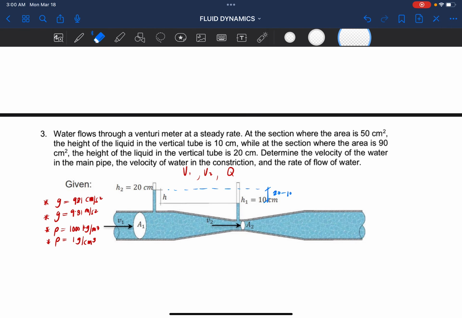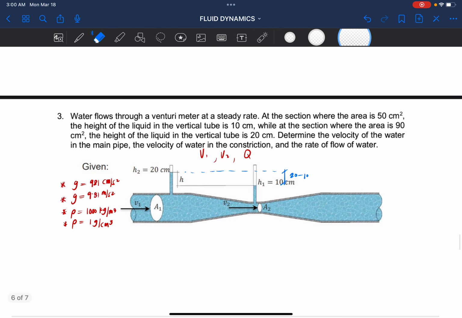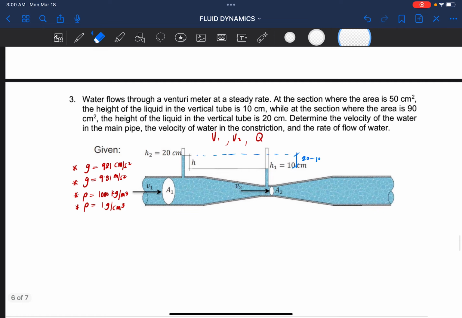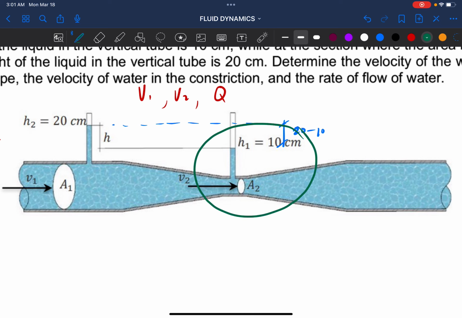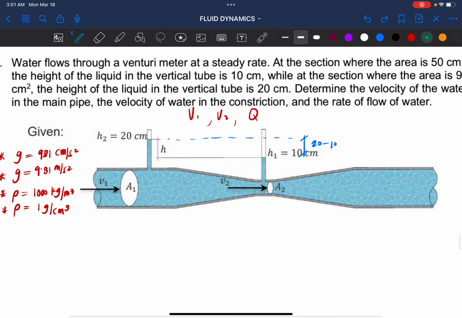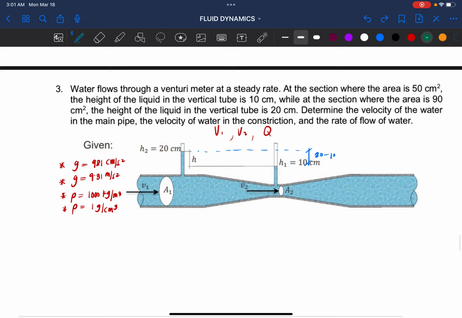Okay, for our example number 3, sabi dito, water flows through a venturimeter at a steady rate. At the section where the area is 50 centimeters squared, the height of the liquid in the vertical tube is 10 centimeter. So, I assume, ito yun. Kasi ito lang naman yung height na 10 centimeter. Ayan. And then, at the section where the area is 90 centimeters squared, the height of the liquid in the vertical tube is 20 centimeters. So, ito yun.